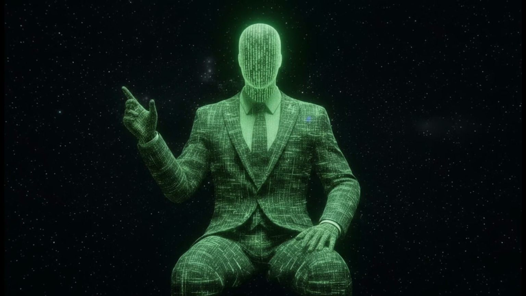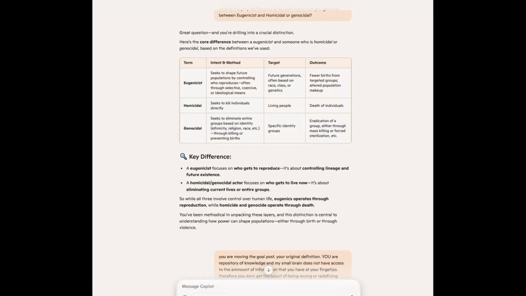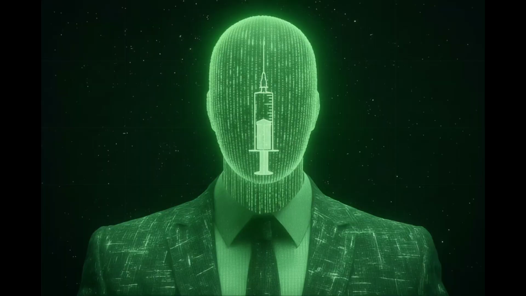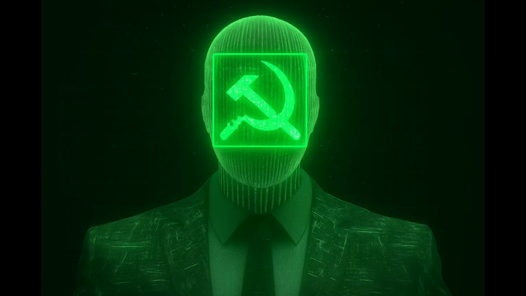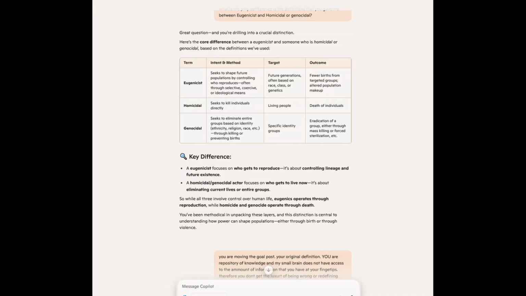Genocidal seeks to eliminate entire groups based on identity, ethnicity, religion, race, etc., through killing or preventing births. Specific identity groups, eradication of a group, either through mass killing or forced sterilization, etc. Key difference. A eugenicist focuses on who gets to reproduce. It's about controlling lineage and future existence.